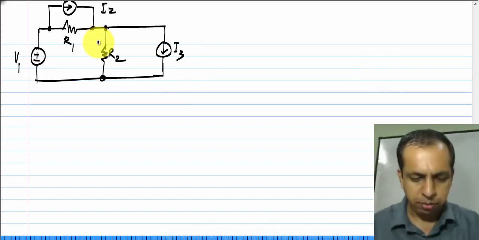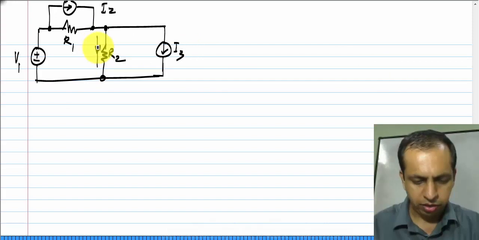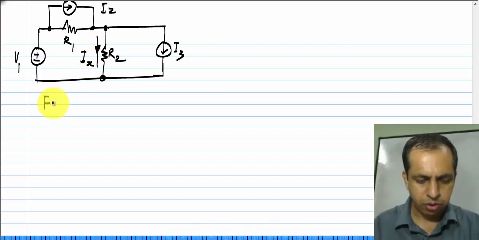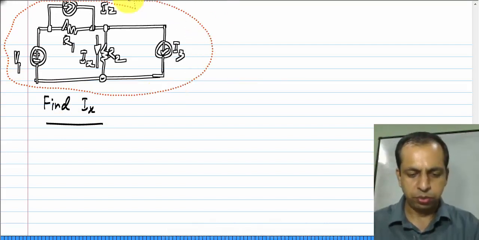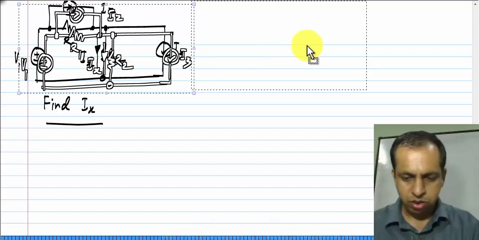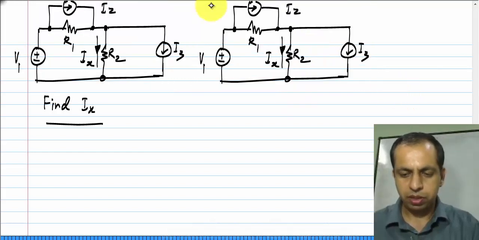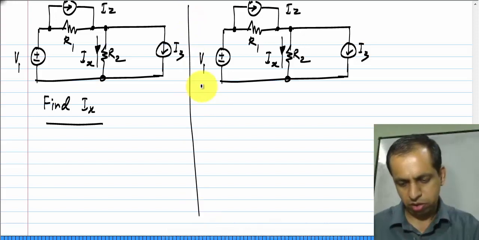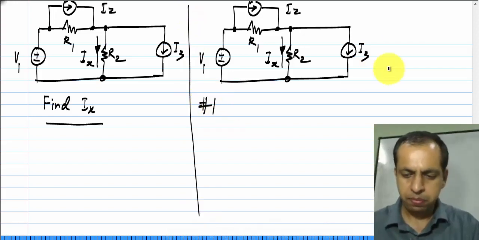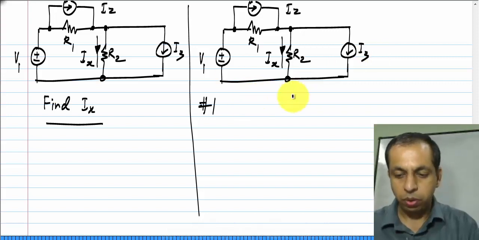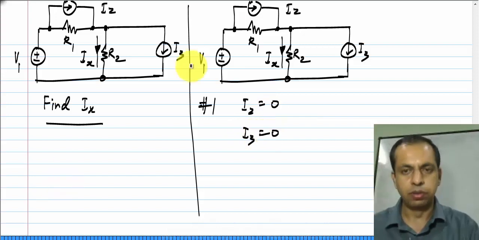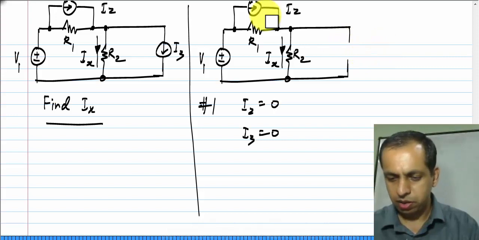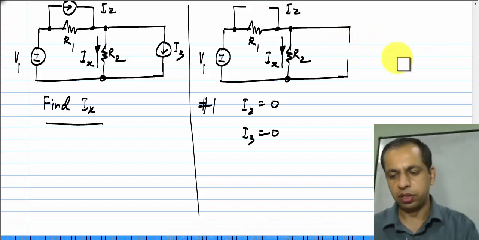And let me say that what I am interested in is the current Ix. So, the problem is to find Ix in this circuit. So, what do I do? Following my method of superposition, I take the exact same circuit, but first, in the first step I have only V1 and set I2 to 0 and I3 to 0. So, what does that mean? These two have become open circuits.